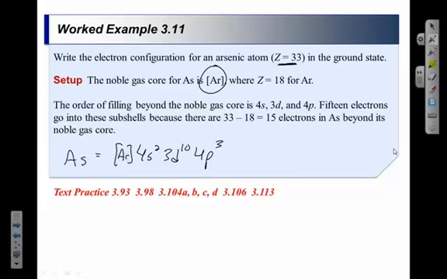Want to check our work, though. Make sure that the number of electrons adds up. Arsenic should have 33 electrons if it's neutral. So if I add the 18 that argon represents, plus the 2 in the 4s, plus 10 in the 3d, plus 3 in the 4p, that gets me to 33. So I know that at least I have a chance that it could be correct. Questions about that?